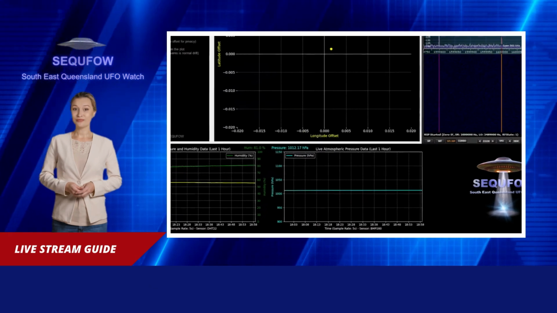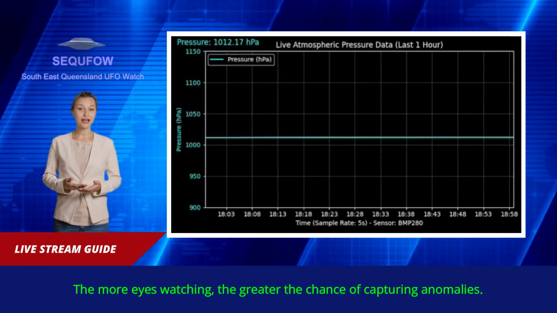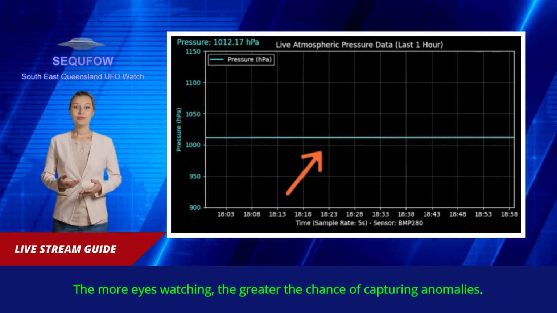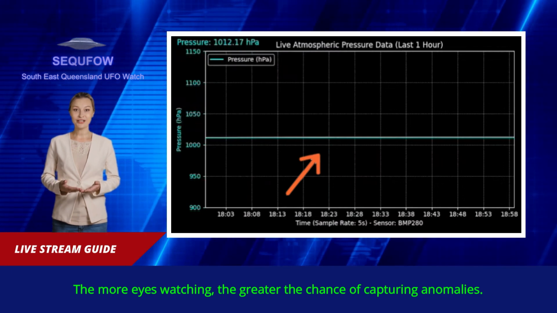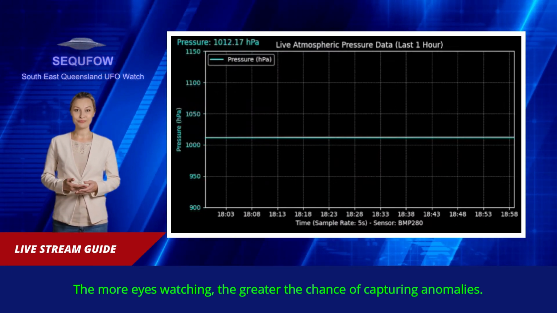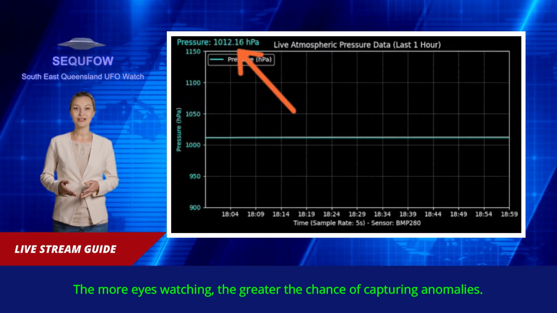Likewise, the atmospheric pressure sensor is also plotted over a 1-hour period. The sample rate, or rate at which the sensor is read, is also every 5 seconds. The current pressure is shown here.